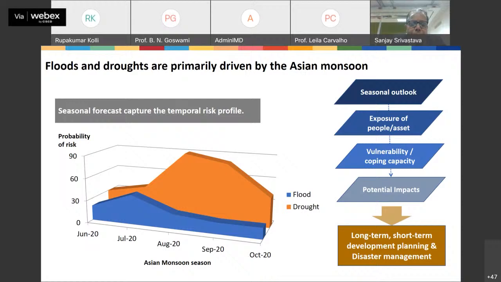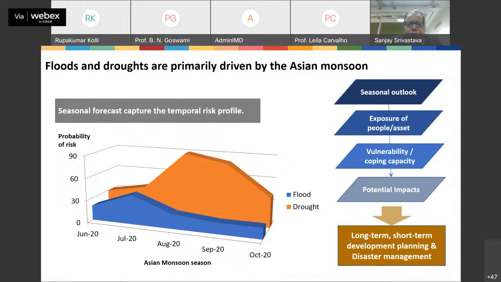So most of the seasonal forecast captures this Asian monsoon temporal profile. So you see, for example, the probability of the risk of the floods, which peaks from August to September down the line to October. Whereas in case of the drought, you see the other. So what happens is, if you convert this seasonal forecast, the time domain, to the impact forecast, so overlay seasonal forecast to the exposure of the economy, people, the vulnerable context, you can simulate what could be the impact of monsoon this year in Asia and Pacific.